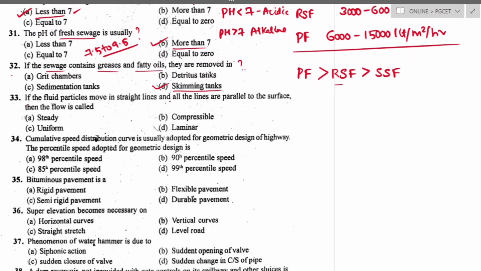Question number 33. If the fluid particles move in straight lines and all the lines are parallel to the surface, then the flow is called. This type of flow, where fluid particles move in straight lines and the lines are parallel to the surface, is laminar flow.